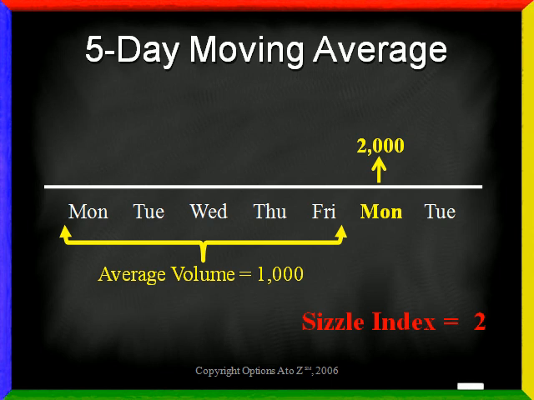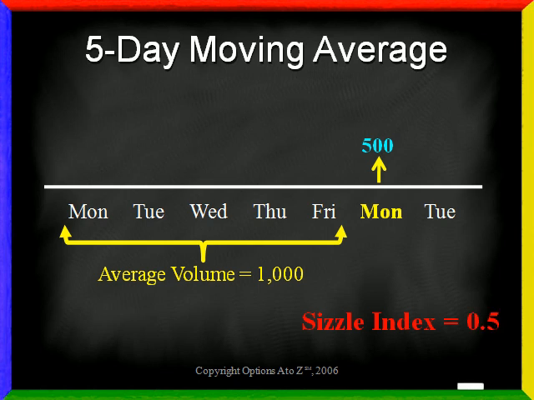But if today's volume is 15,000, then the Sizzle Index is 15. And that just shows that today's volume is 15 times as large as the previous 5 trading days average. If today's volume is lower than the previous 5 days, then the Sizzle Index is less than 1. For instance, if today's volume is 500, then the Sizzle Index is 0.5.